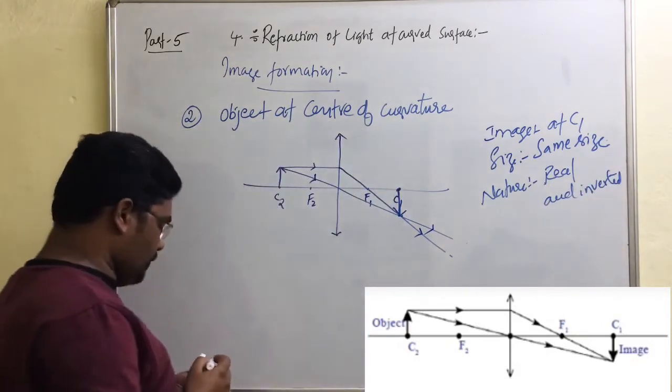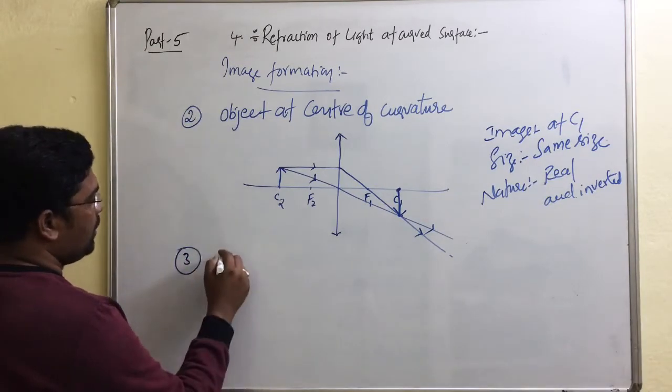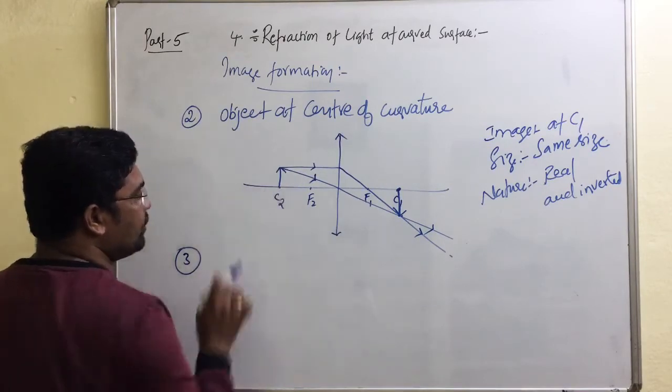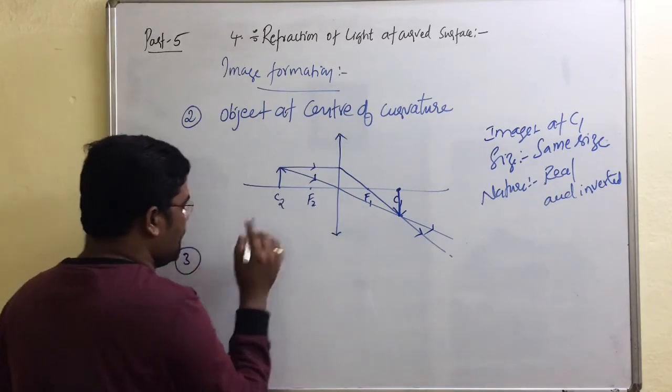So this is the ray diagram when object is at center of curvature. Let us draw the third one. Okay, so now we have done object beyond center of curvature. So when object is at center of curvature, can you guess the next position? Yes, we need to keep between C2 and F2.